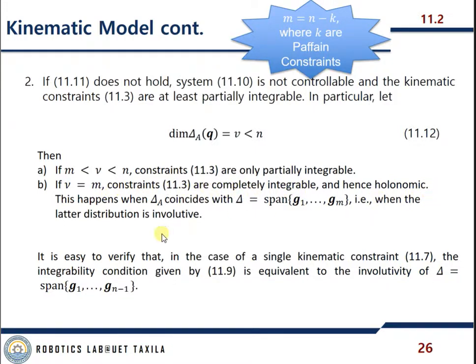The system is holonomic. This happens when the accessibility distribution coincides with the distribution spanned by G1 to Gm, when the latter distribution is involutive. So the system becomes completely holonomic. Now, it is easy to verify that in the case of a single kinematic constraint 11.7, the integrability condition given by 11.9 is equal to the involutivity of the distribution spanned by G1 down to Gn minus 1. So let me go to 11.7 and 11.9 to describe it.